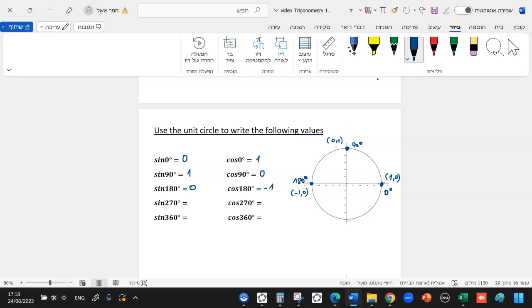For 270, we go to this point, which has 0 as x and -1 as y. So sine 270 is -1, the y coordinate, and cosine of 270 is 0. That's the x coordinate. For 360, we go back to this point, the same point as 0 degrees, and we will have the same sine and cosine.